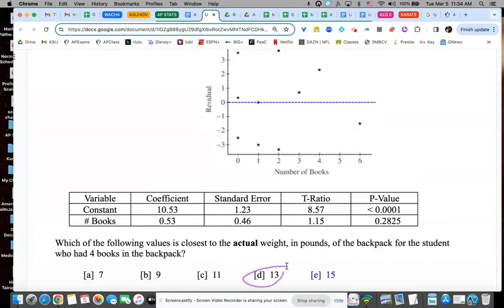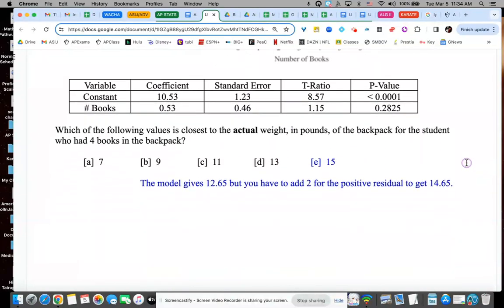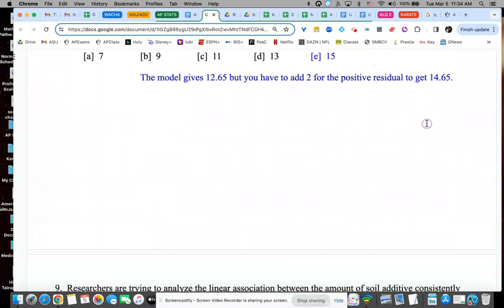is tempting to put D, but you have to remember that the residual is positive and the actual point is 2, what is this, pounds? Yeah, 2 pounds above the regression model. So you get something like 12.6. You got to add 2 to it to get to like 14.6. And then that's why the answer is 15. Okay, I explained that there.